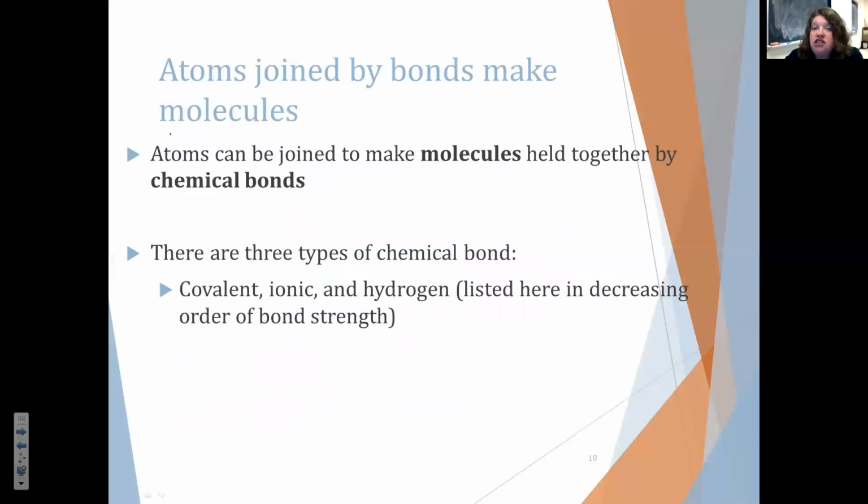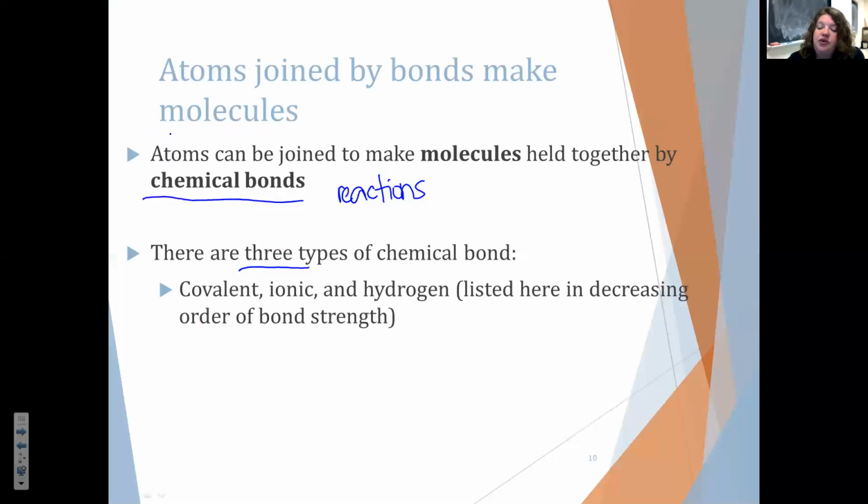So we've talked a little bit about the structure of the atom. And again, we're not really going to talk a lot about atoms individually in human biology. What we are going to talk about are molecules. And so atoms can be joined together to make molecules. They do this by forming chemical bonds, and they do this in chemical reactions. So after we talk about these three types of chemical bonds, then we'll talk about chemical reactions.